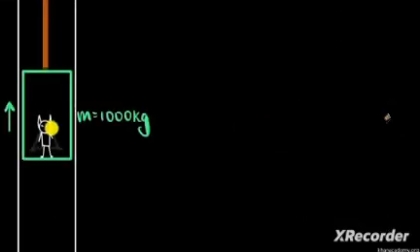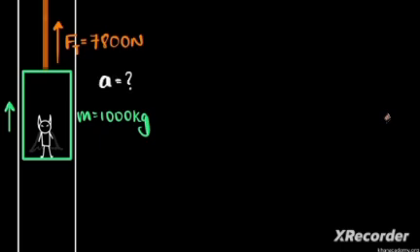Let's solve a couple of problems on Newton's second law. Here's the first one. We have an elevator which is moving up, and let's say the mass of the elevator, including the passenger inside, is 1,000 kilograms. Now, if the tension force of the cable is about 7,800 newtons, our goal is to figure out what the acceleration of this elevator is.